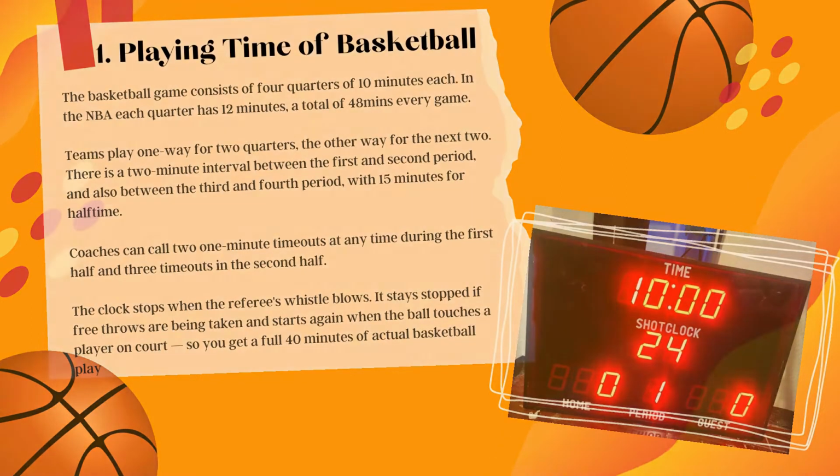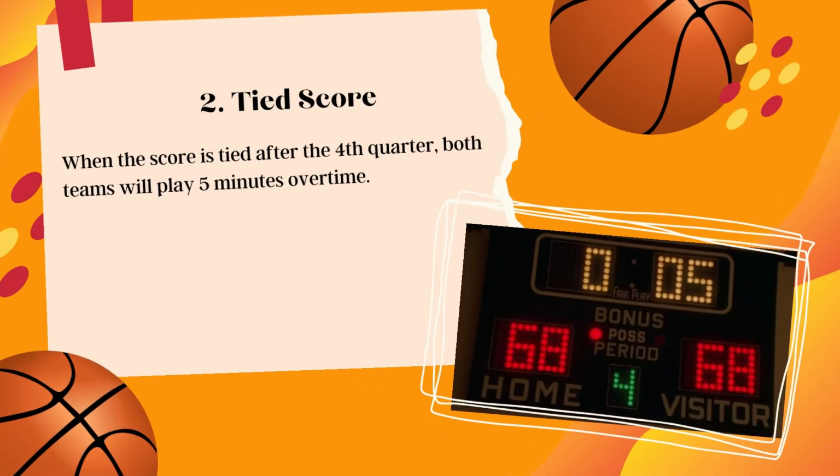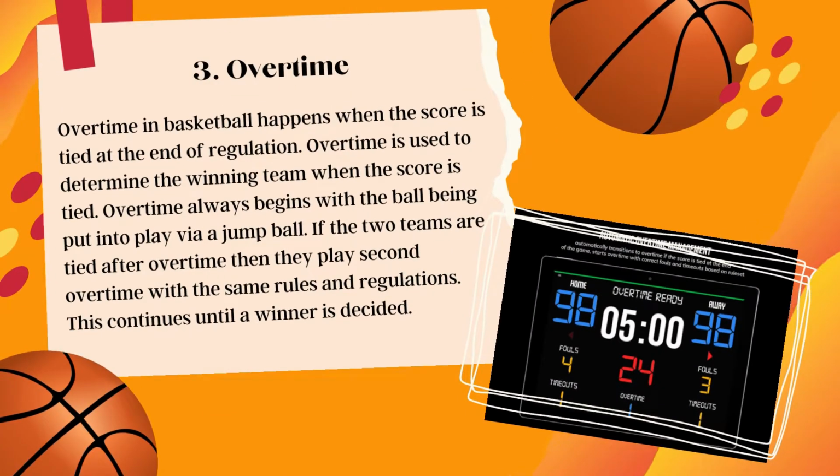Tied score. When the score is tied after the fourth quarter, both teams will play a 5 minute overtime. Overtime in basketball happens when the score is tied at the end of regulation. Overtime is used to determine the winning team when the score is tied.